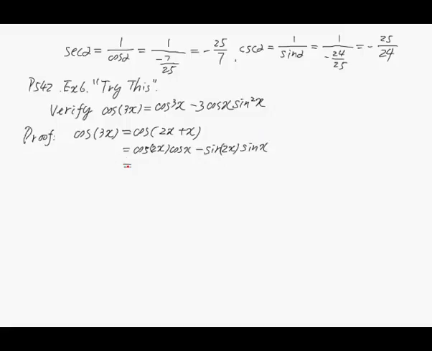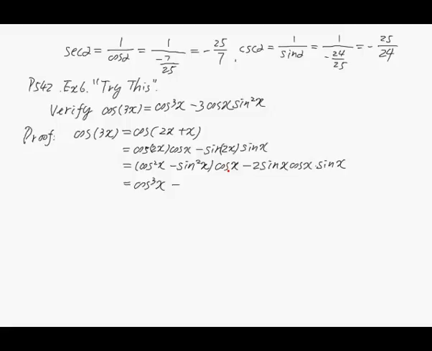Now, for this cosine of 2x, we can use the double angle identity for cosine, which is equal to cosine square x minus sine square x, and then times cosine x. Then for this one, we can use the double angle identity for sine. So we get 2 times sine x times cosine x and times another sine x. Then we simplify. So cosine square x times cosine x, you have the cosine cube x.